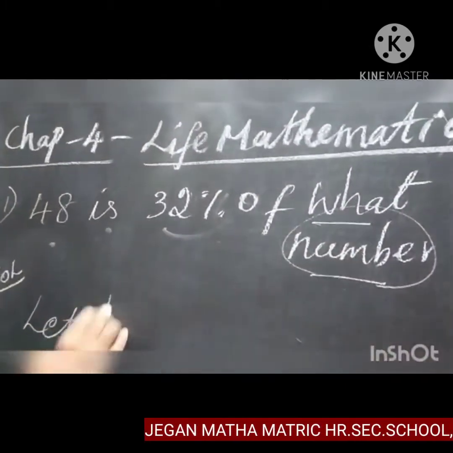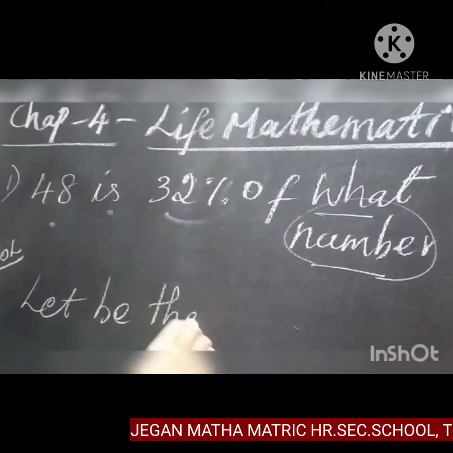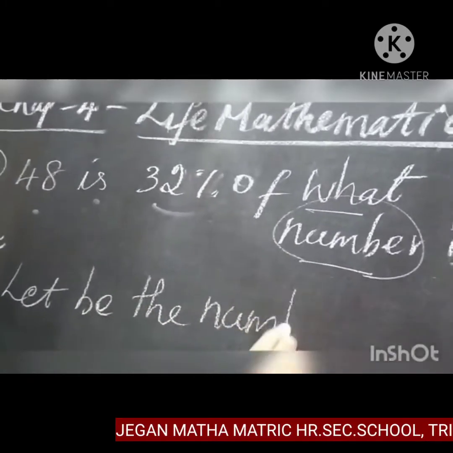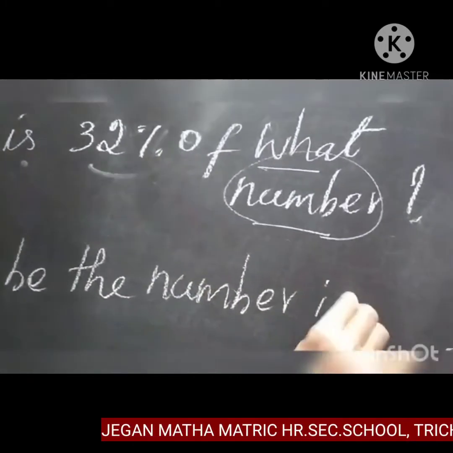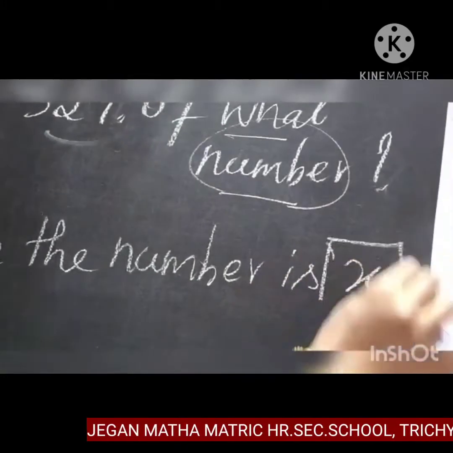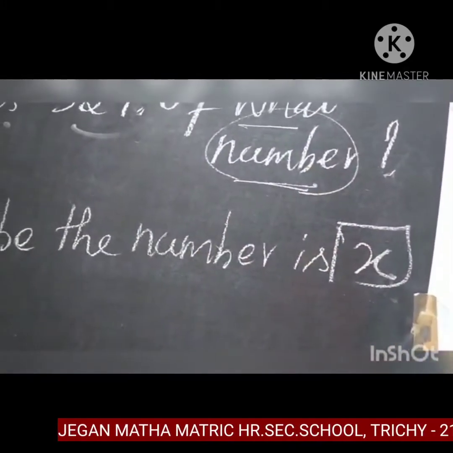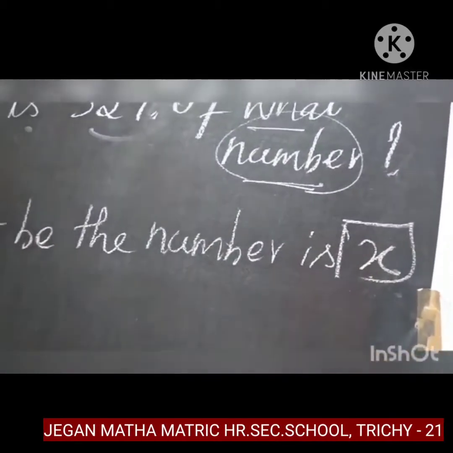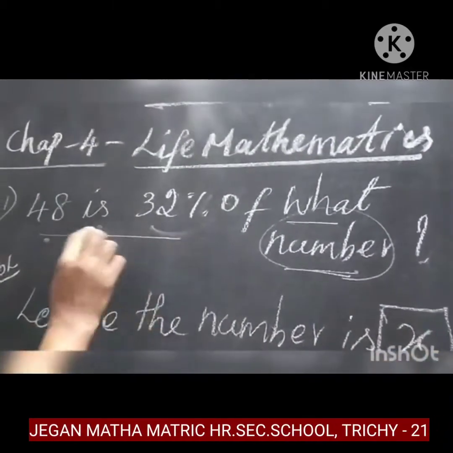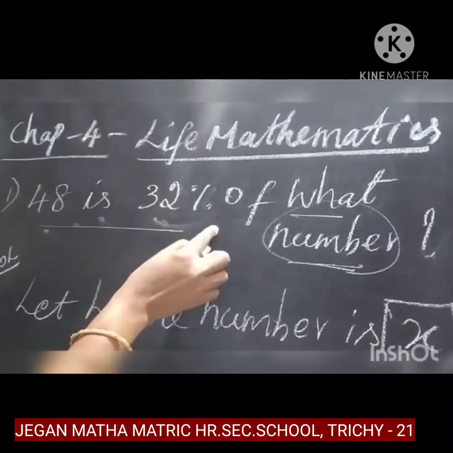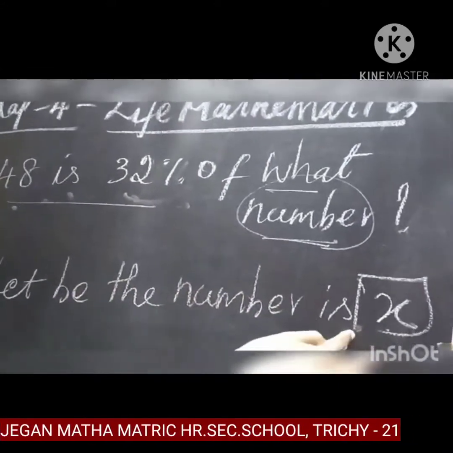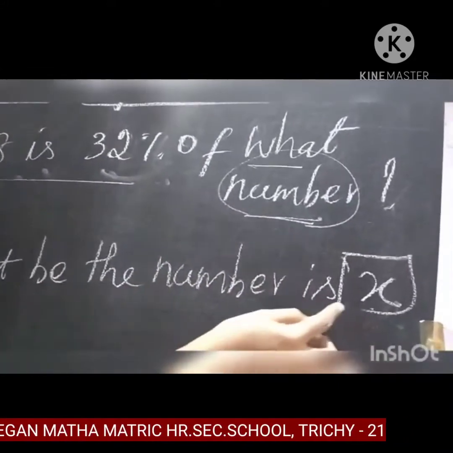Let the number be x. You have to give the value x. We don't know the number, so you want to find out, so you put the value as x. Okay, now what is the given statement? 48 is 32 percentage of this x. Okay, this is the number, so let the number be x.